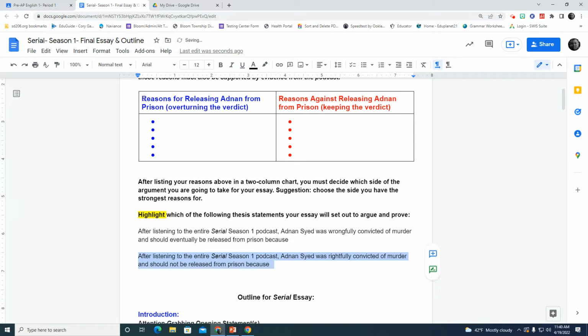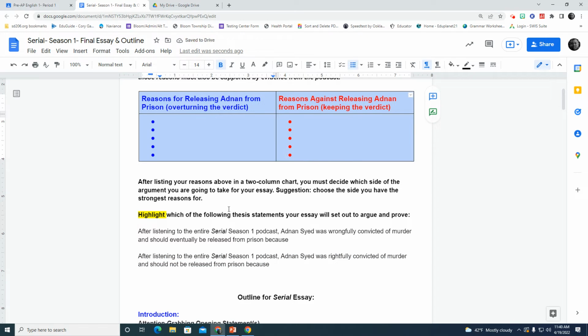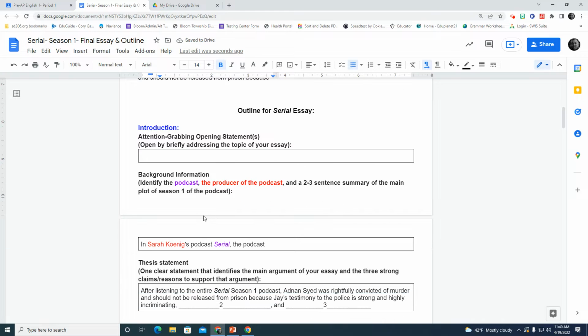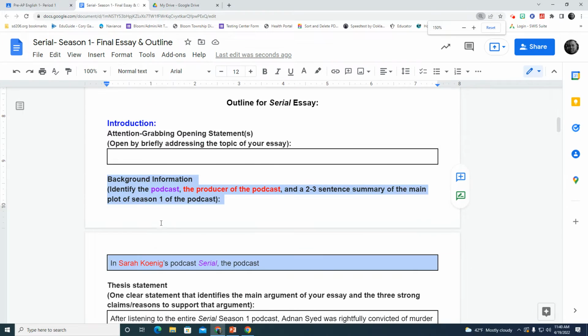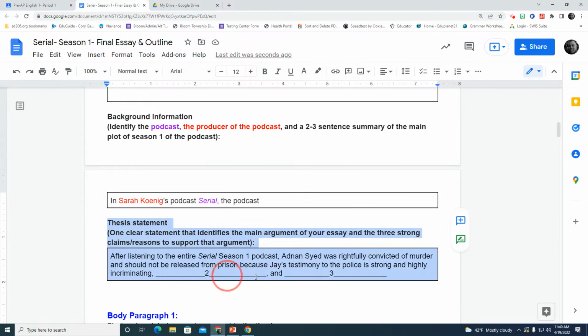So you should already have these boxes complete, and your outline for your introduction should already be complete too. Now you notice that mine is not complete because this is kept blank for teaching purposes. However, yours should be. So on your outline, you should have your attention grabbing statement, your background information, and the thesis statement itself already done and completed.